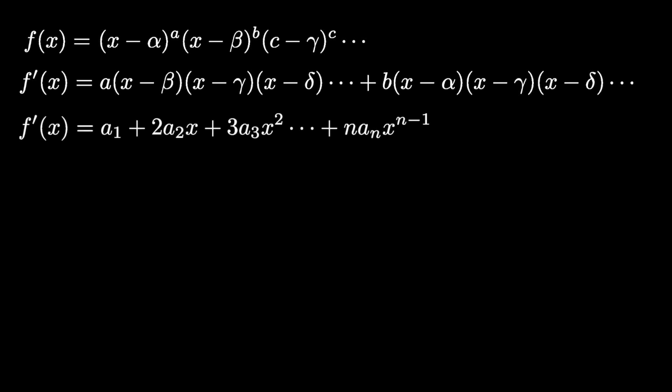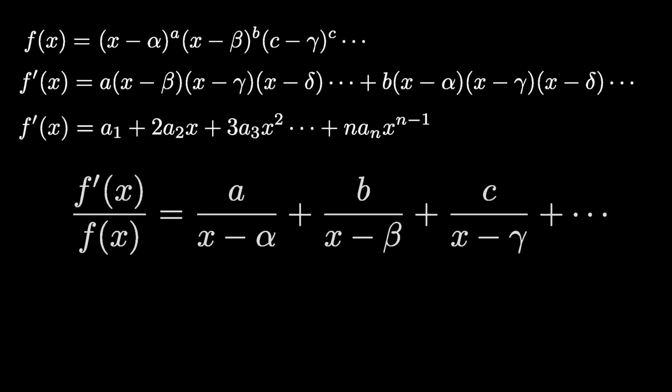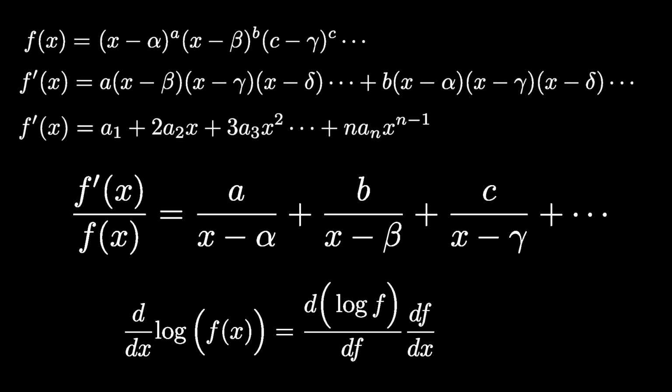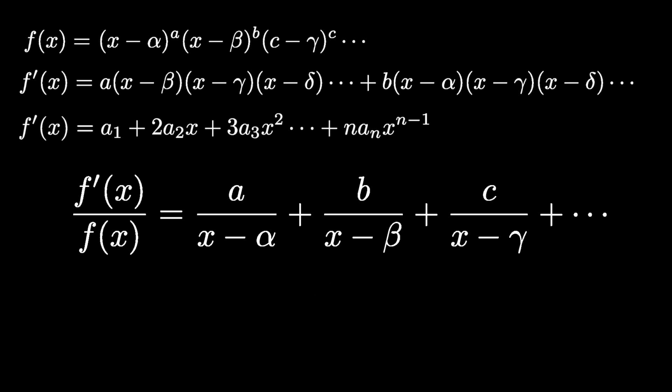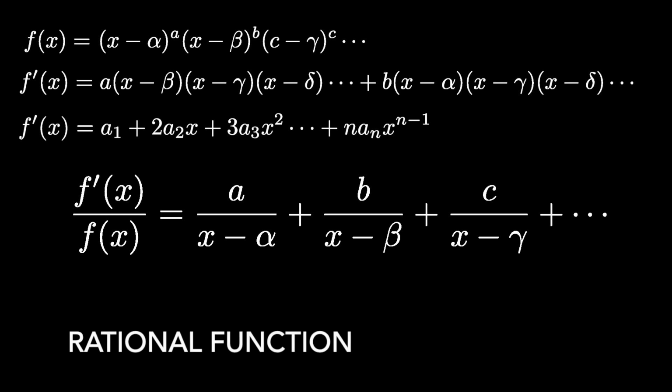If we divide the derivative of f by f itself, then we find the expression shown here. F prime over f is what's called the logarithmic derivative, and that's because if we take the logarithm of f and then take the derivative, we can use the chain rule, and the derivative of log f is just the same as f prime over f. The logarithmic derivative of a polynomial is what's called a rational function, which means that it's the ratio of two polynomials.